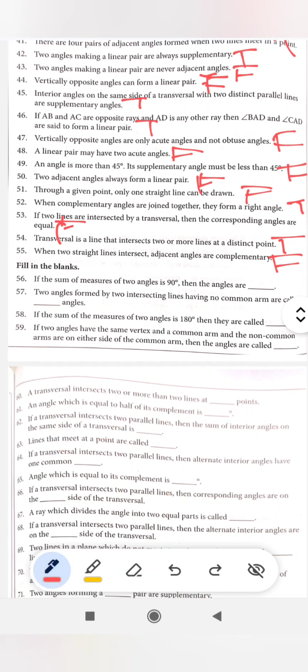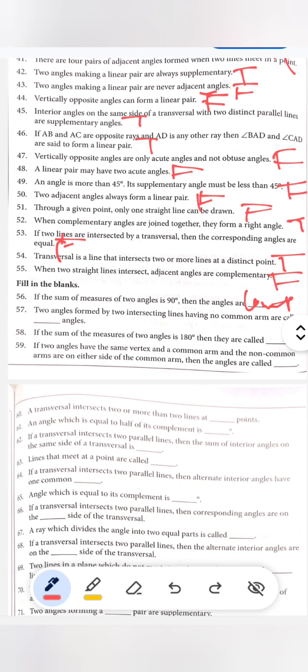Now come to the fill in the blanks. If the sum of the measure of two angles is 90 degrees, then the angles are complementary. There is no space to write, so I request you to please listen and then write. The next question: two angles formed by two intersecting lines having no common arm. So we will not take a common arm. These two angles don't have any common arm, so they are called what? Vertically opposite angles, VOA. That is the shortcut.